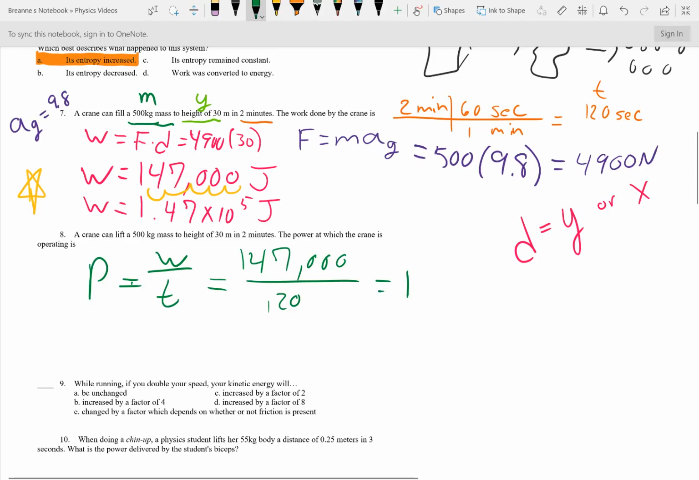And you get 1,225 watts. So remember, power is in watts. Pretty much everything else in this unit is joules. This is the one thing that's different. It's watts. And again, we can put that into scientific notation. It'll be 1.23 times 10 to the 3 watts. 1, 2, 3.